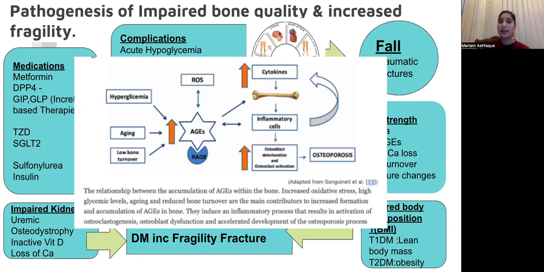First, they produce cytokines and inflammatory cells, which delay healing. They disrupt the osteoblasts, causing deterioration, they activate osteoclasts, and they also lead to microvascular complications. So in this way, they accelerate the development of the osteoporosis process.